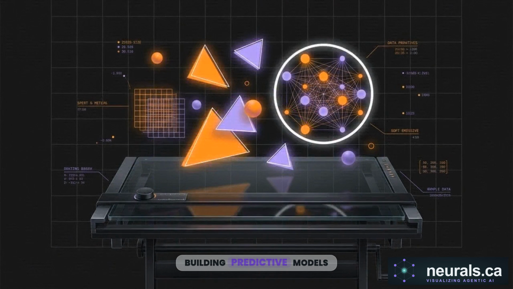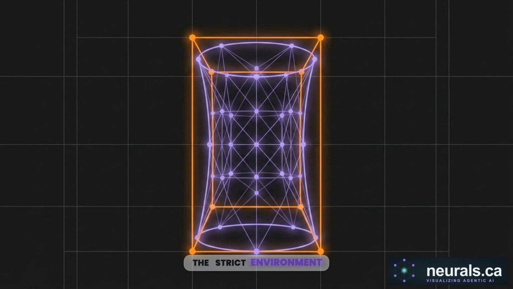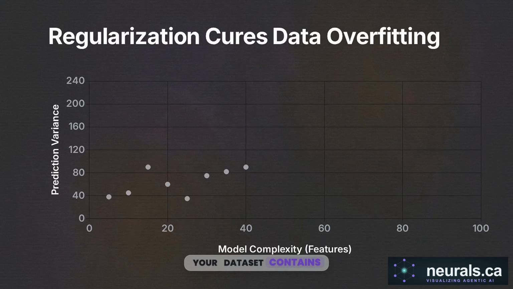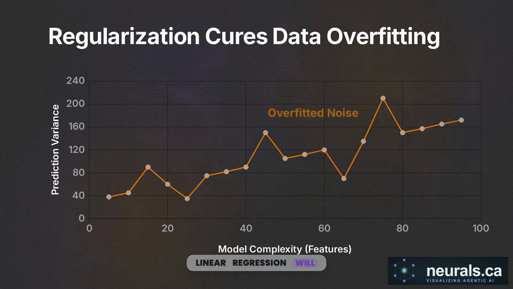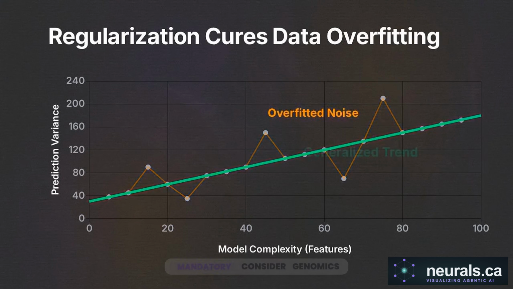When building predictive models, you rarely get to choose your mathematical tools based on personal preference. The strict environment of your data dictates the geometry you deploy. If your dataset contains massive amounts of overlapping variables, often more features than you have trusted historical samples, standard linear regression will overfit the noise and fail. That specific data environment is the trigger where regularization becomes mandatory.